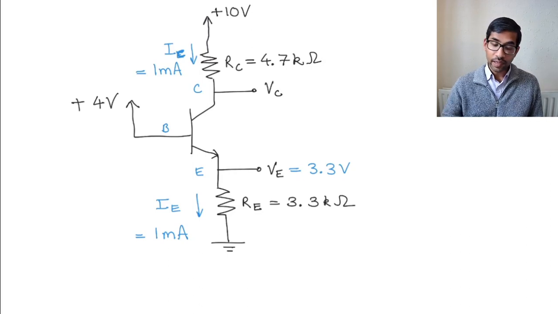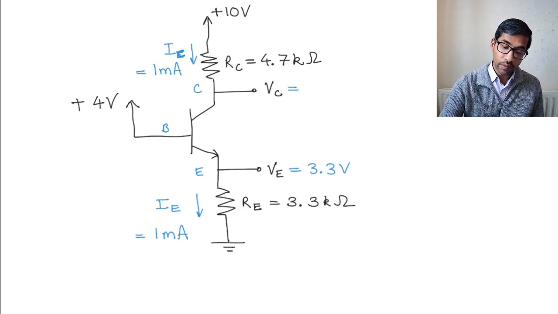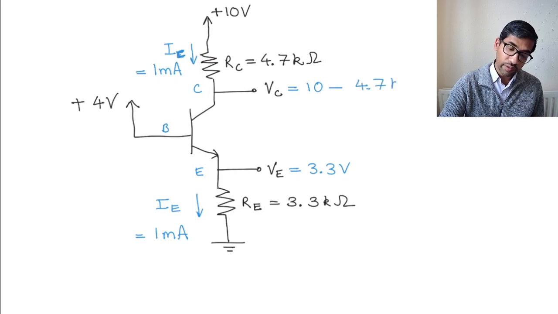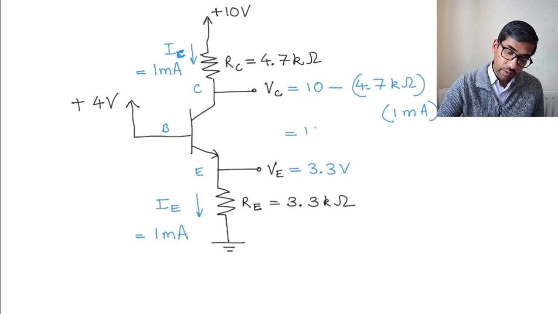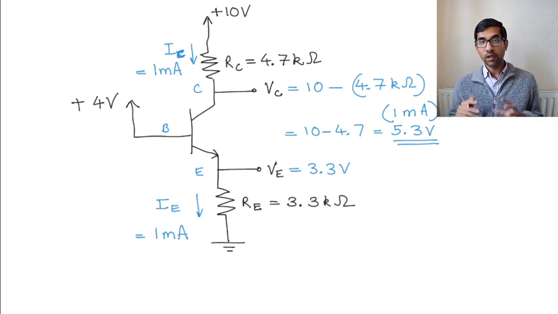Now, if this is 1 milliampere, what is the voltage VC going to be? It's going to be 10 minus 4.7 kilo ohms times 1 milliampere. I'm just going to write it so that, times 1 milliampere, right? And that is going to be equal to 10 minus 4.7 volts, which is equal to 5.3 volts. So that's your VC.